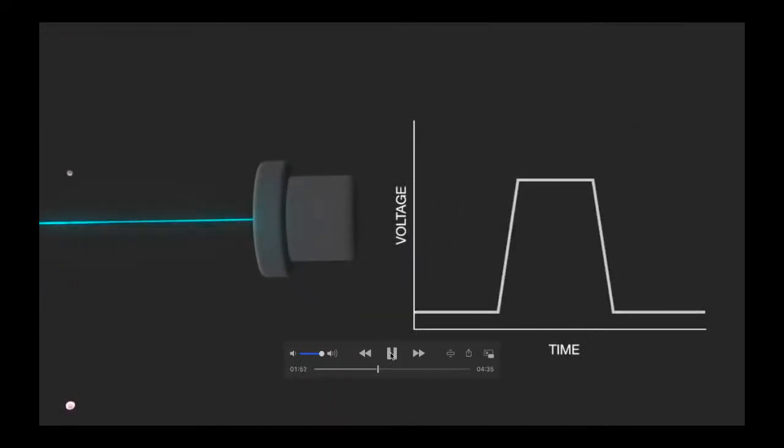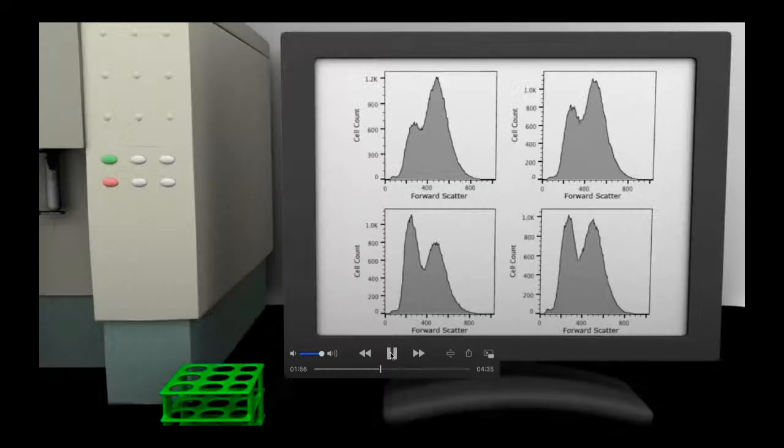The detector converts the scattered light into a voltage pulse, which is directly proportional to the amount of forward scattered light. The computer converts these data into a histogram plot with the amount of forward scattered light on the x-axis and the number of cells on the y-axis.